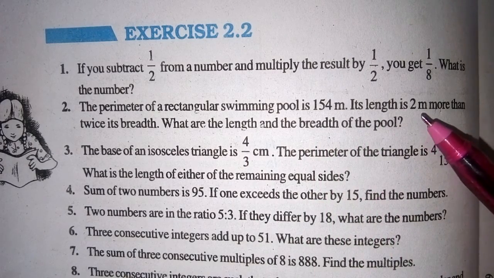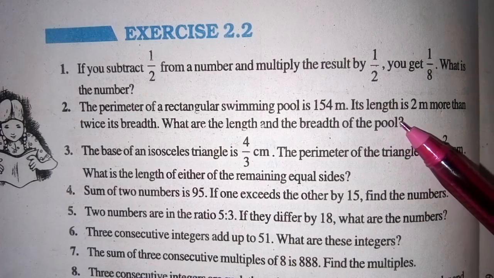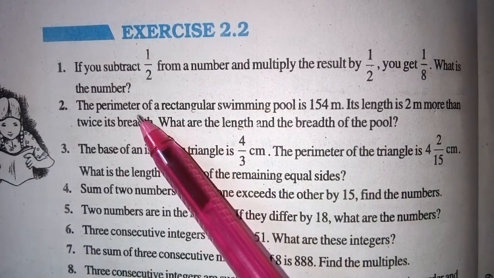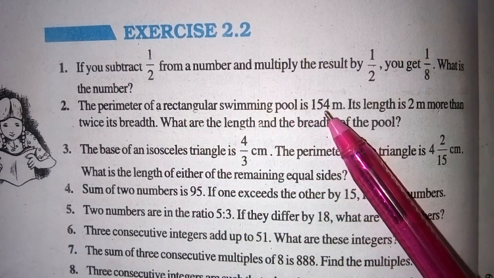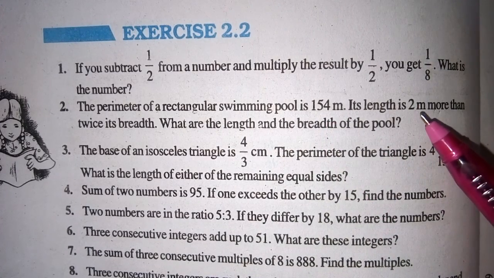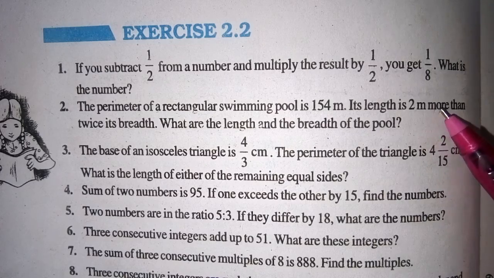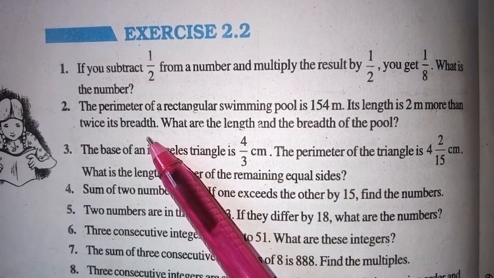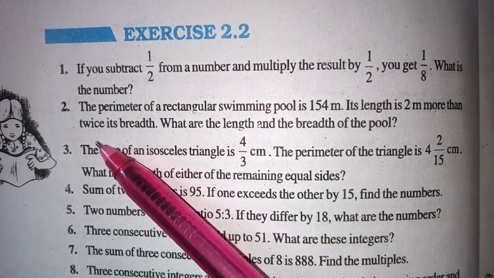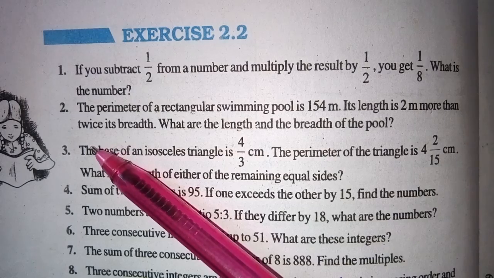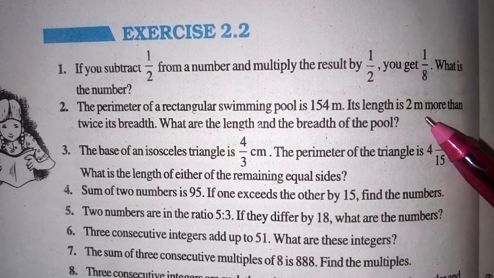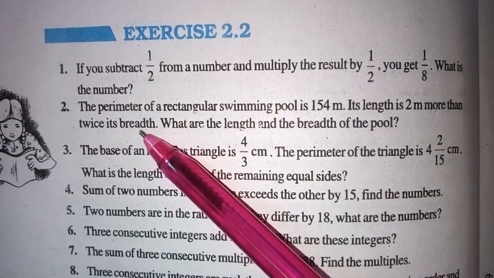In question number 2, we have to find the length and breadth of the pool, and the pool is in a rectangular shape, and perimeter of the rectangular swimming pool is given, which is 154 meter. One condition is also given, that length is 2 meter more than twice its breadth. More means extra, twice means 2 times. In the first question of the exercise 2.2, I explained you 2 more means we have to add 2 in the twice of its breadth.